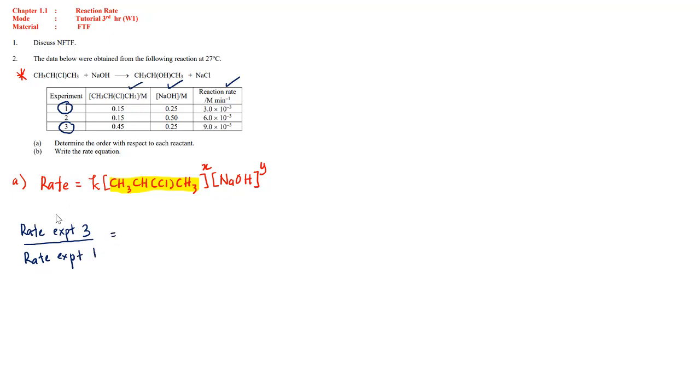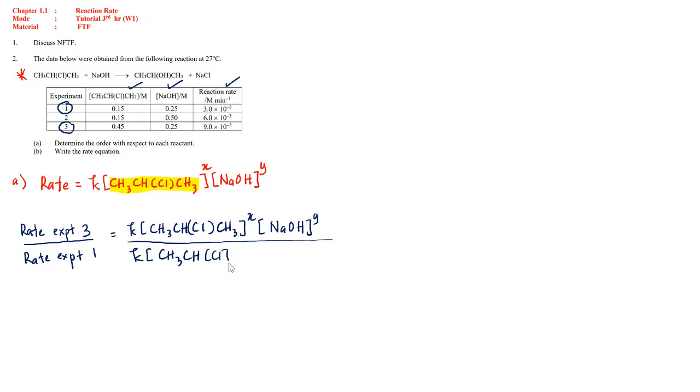Actually we are using this rate law to compare the rate. So, rate of experiment 3 is equal to K times the concentration of the reactant, 2-chloropropane, power of X, times concentration of sodium hydroxide, power of Y. The same goes for the one below, we write its rate law as well, with the concentration of reactants.